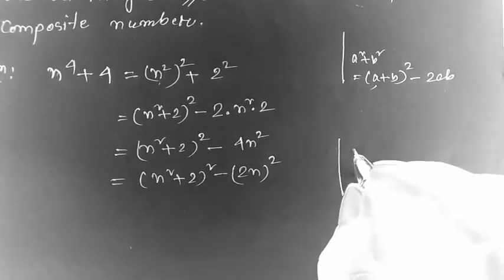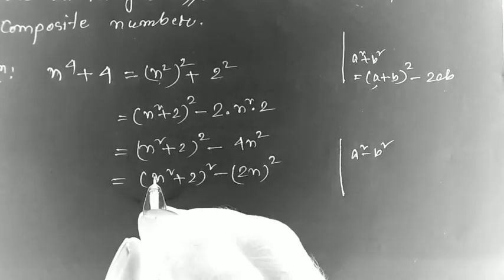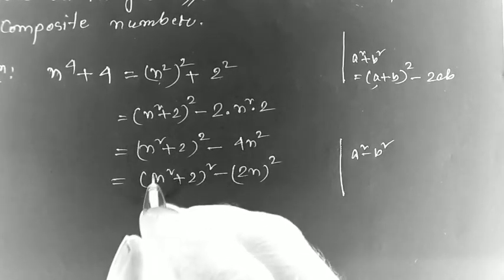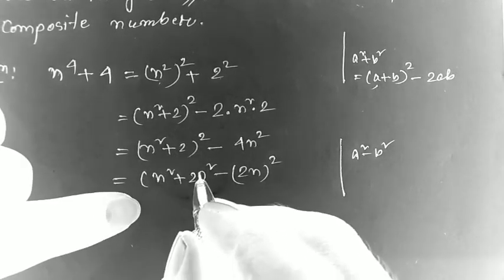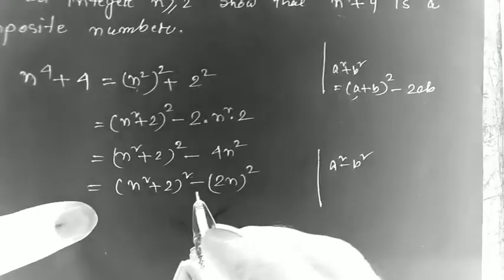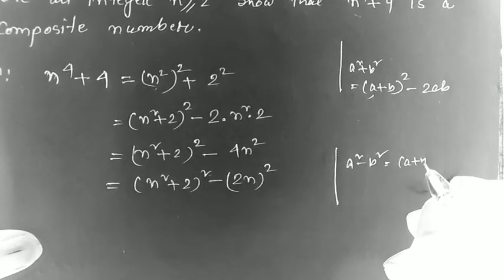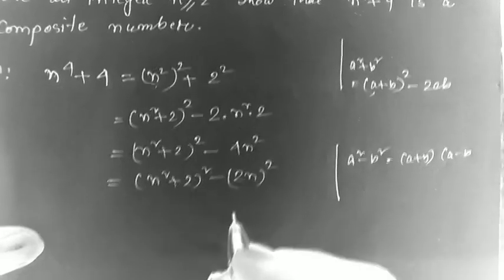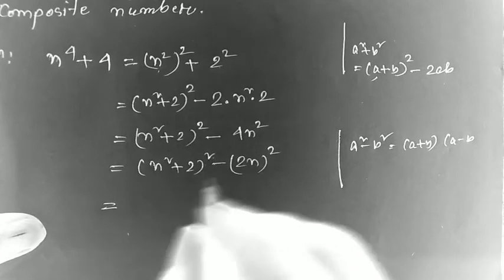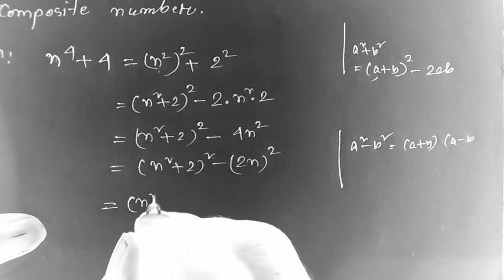So let's see question number 5. Question number 5 is that for all integer n greater than 2, show that n to the power 4 plus 4 is a composite number. So we have to prove that this number, n to the power 4 plus 4, is a composite number for n greater than 2, no?